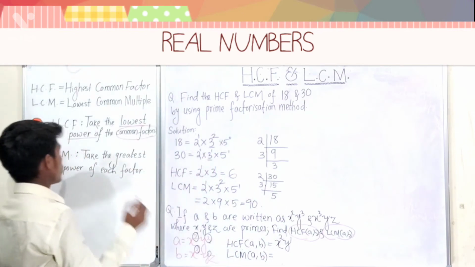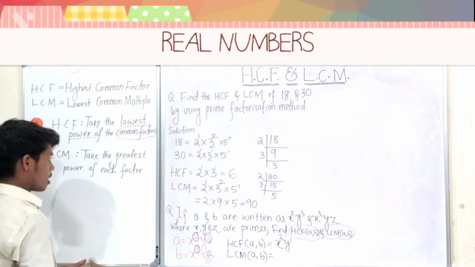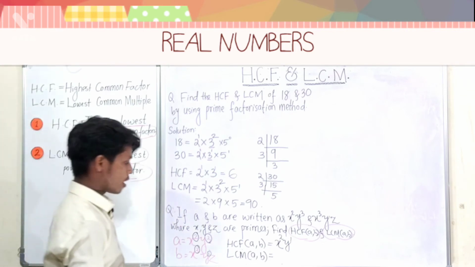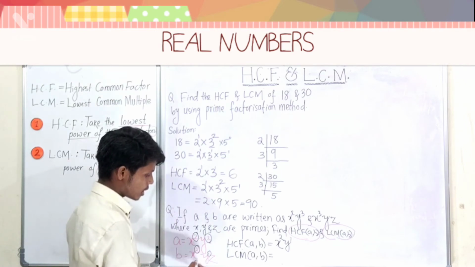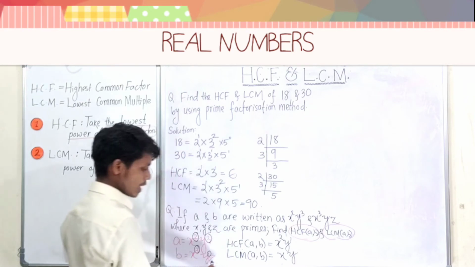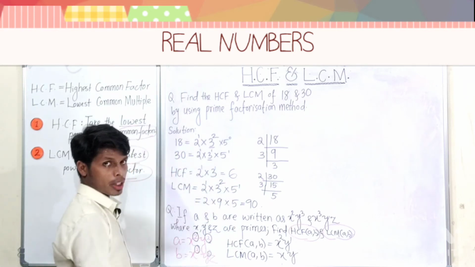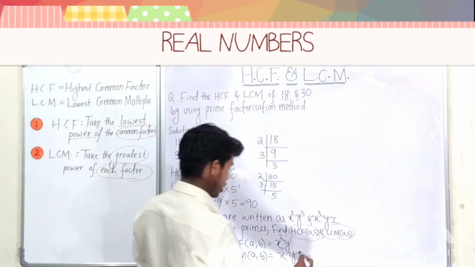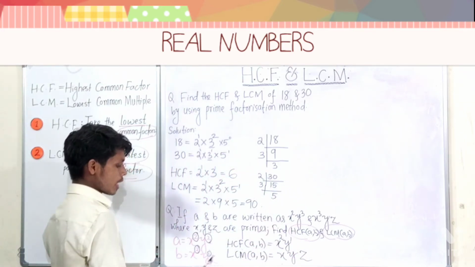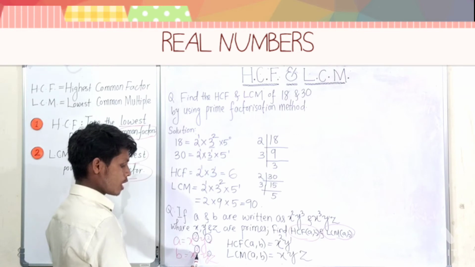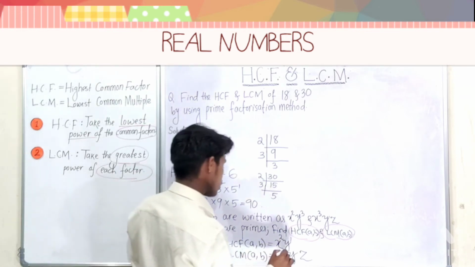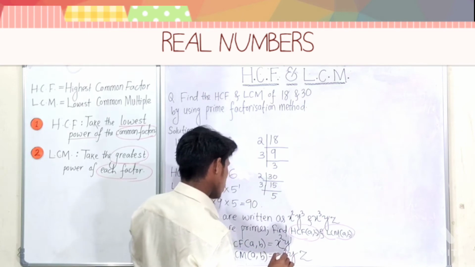Next, for LCM, we have to take the greatest power of each factor. Okay, so you have to write each of the factors, means here it is x and y common. So at first let's write them. Next, z is present in b, but z is not present in a. So we'll write z also because z is a factor of b. Next, we have to take the greatest one. Here 2, here it is 3. So 3 is greater than 2. So you have to take x to the third power, or x cubed.